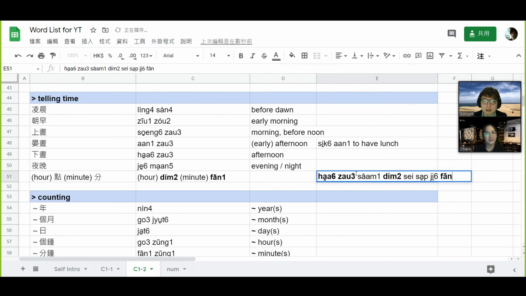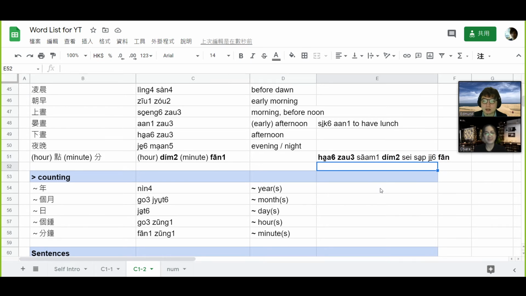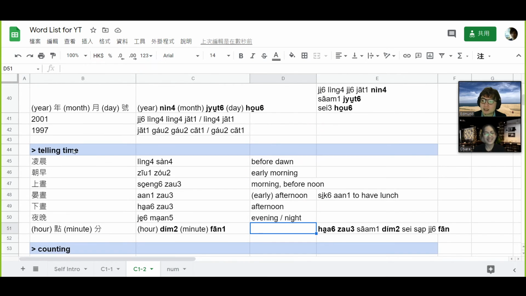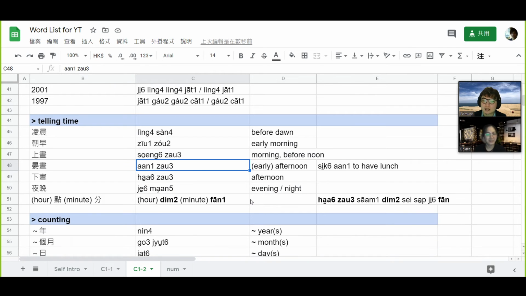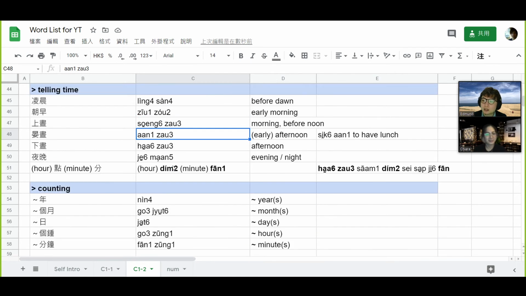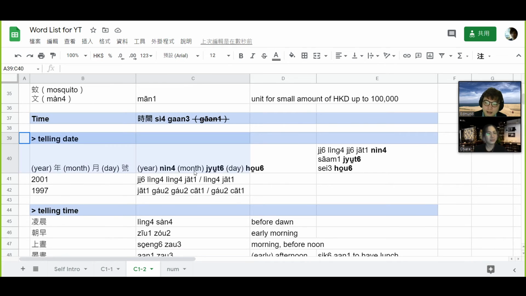Just remember that we say the period of the time of the day first, and then we say the numbers. 下晝 this is like the opposite order of English. I can see people trying to say the number first all the time, and then they try to think of the period. But in Cantonese we say this first. Okay, 下晝3點. So this is all about telling time.